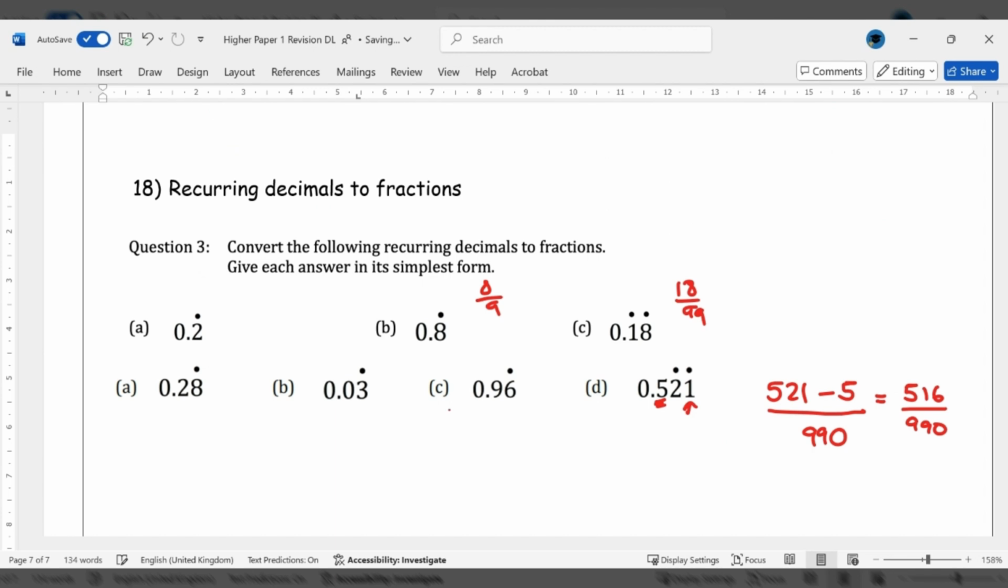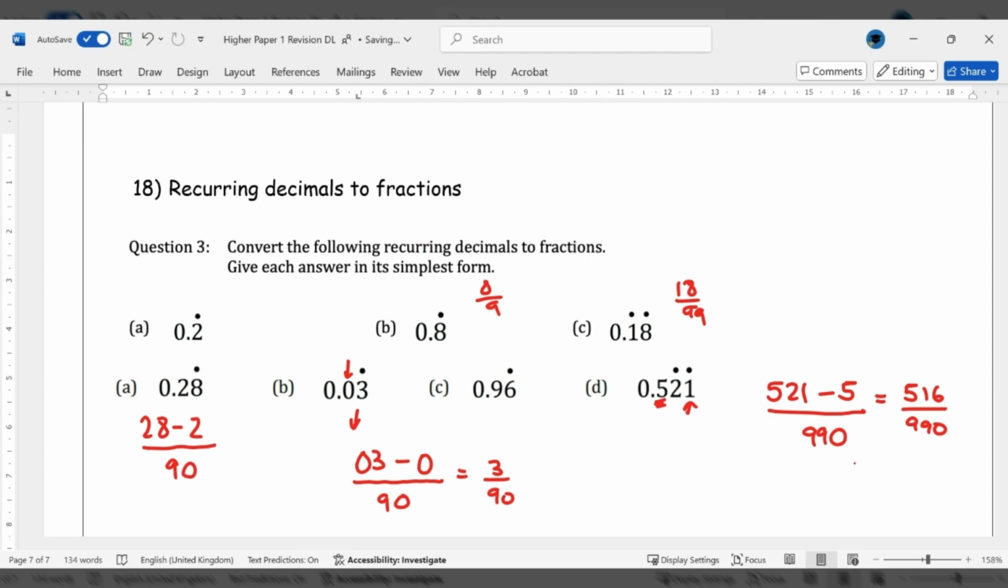Same here. Let's do this one. 03, take away. This digit is not recurring, so you're taking nothing away. However, on the bottom, the 3 is recurring, so get a 9. The 0 is not, so get a 0. So it's 3 over 90. Here, 28. Take away the 2 because it's not recurring. And again, the 8 is recurring, so get a 9. The 2 is not, so get a 0.